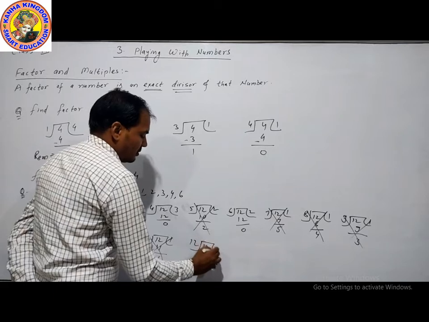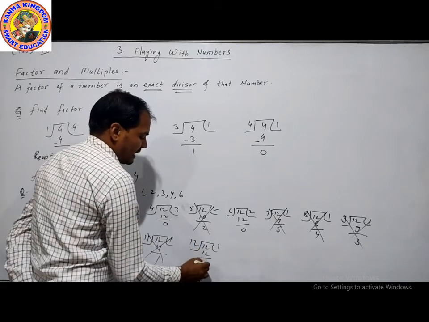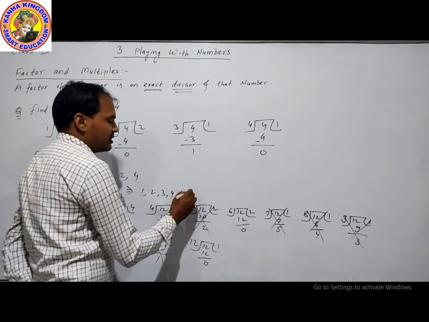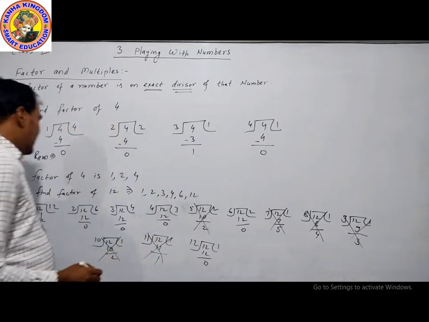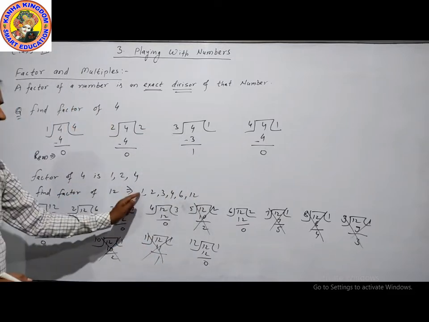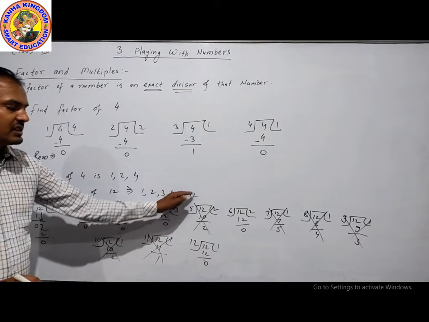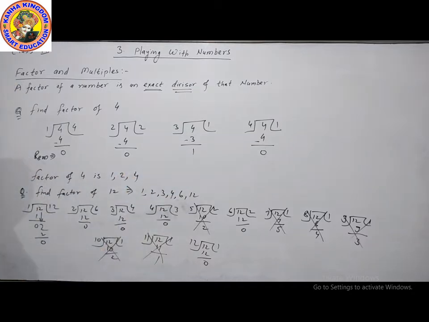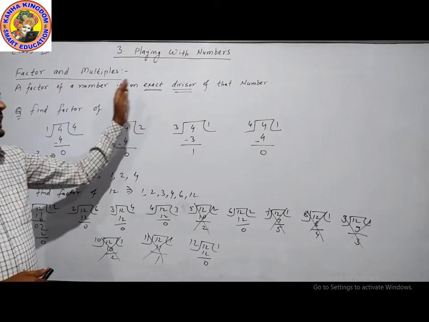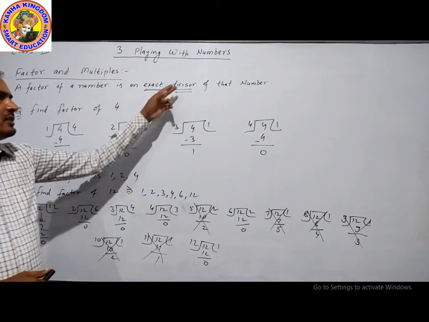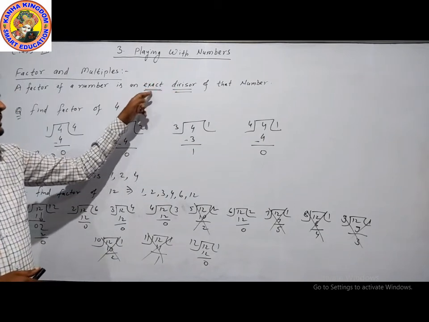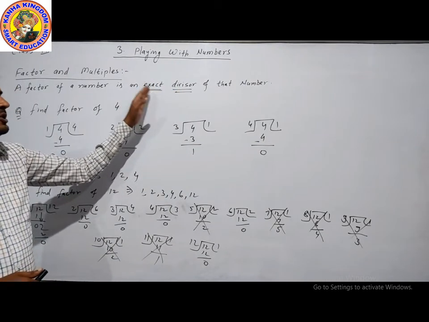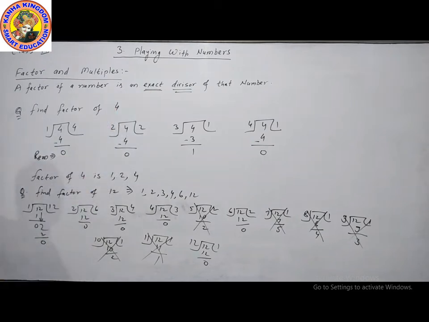12: 1 times 12, remainder is 0. Remainder is 0, so this is our factor. So the factors of 12 are 1, 2, 3, 4, 6 and 12. Let's take it from the beginning. What is a factor? A factor of a number is an exact divisor of that number. The divisor will exactly divide; the remainder should be 0.